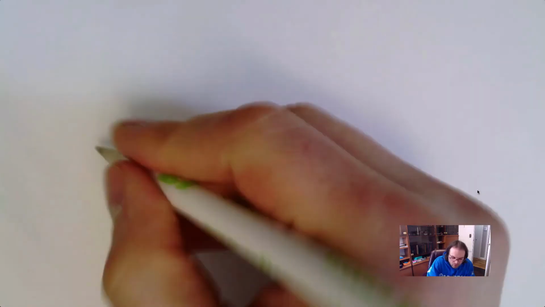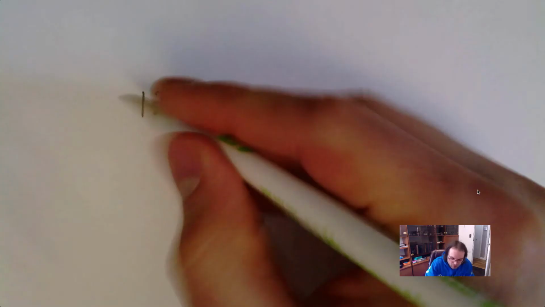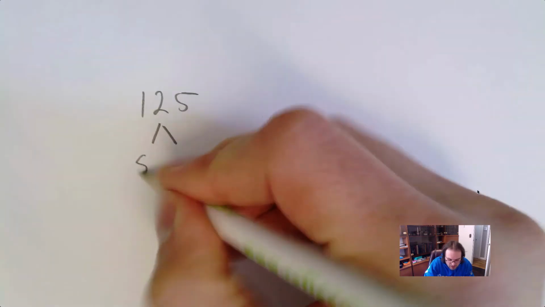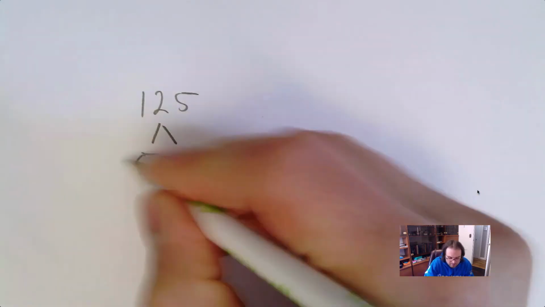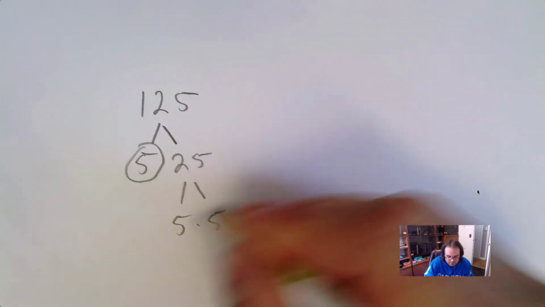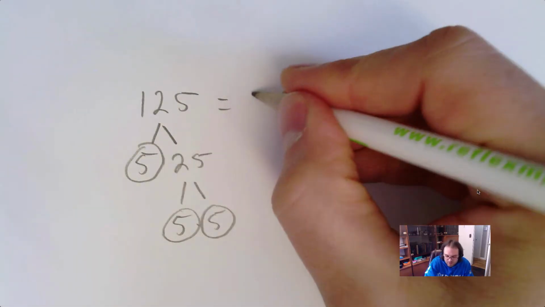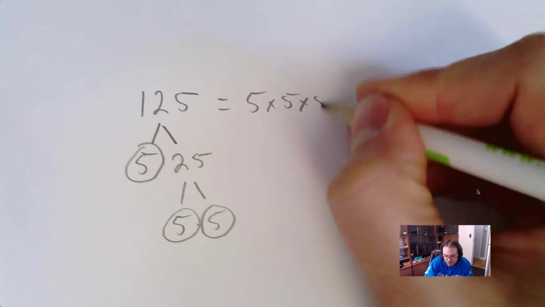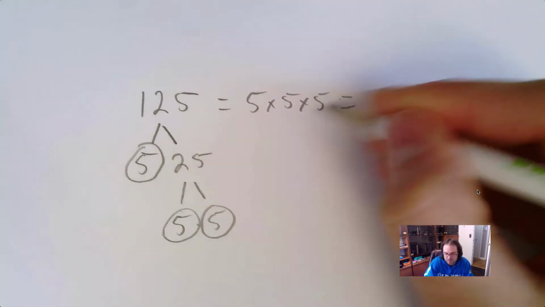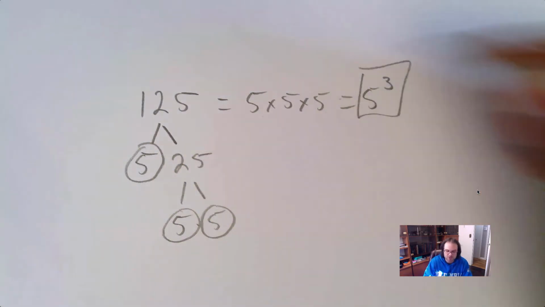Let's try another one here. Let's try the prime factorization of 125. Okay, well 125, that is 5 times 25, which is 5 times 5. Now altogether here, I have 5 times 5 times 5, which is equal to, we have 3 5's being repeated, 5 to the power of 3, 5 exponent 3, and that is my answer.